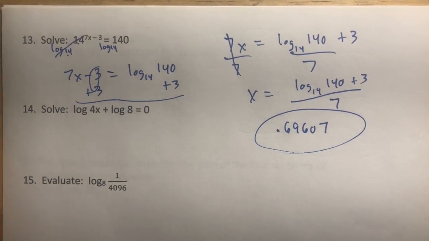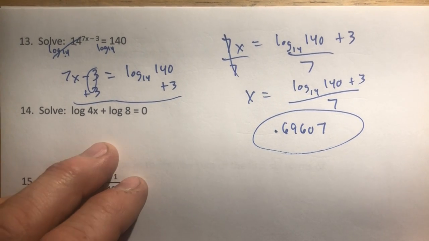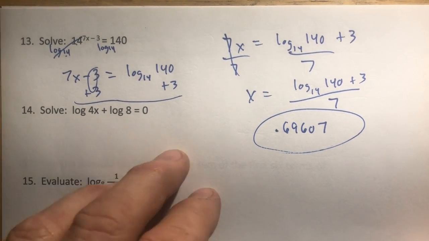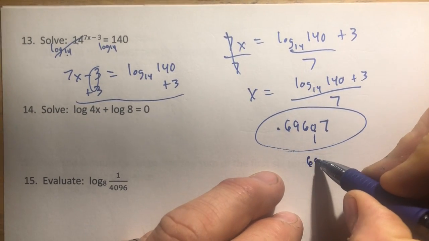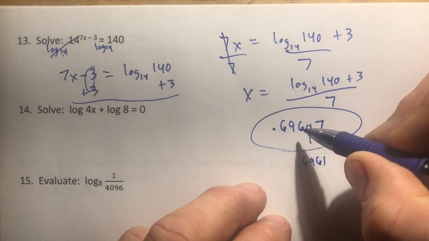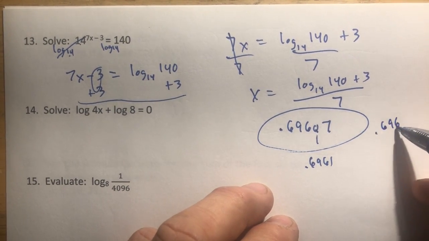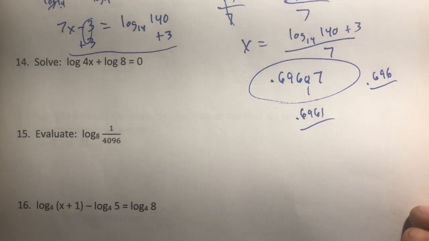Okay, and then you got to round it probably 3 or 4 places. I don't remember what it says on the test or whatever, but if you round it 4 places right there, the 7 makes the 0 go up to a 1, so it'll be 0.6961 if you round it 4 places. If you round it 3 places, the 0 makes the 6 stay, so it'll be 0.696. So depending on what it says to do. All right, going to 14.